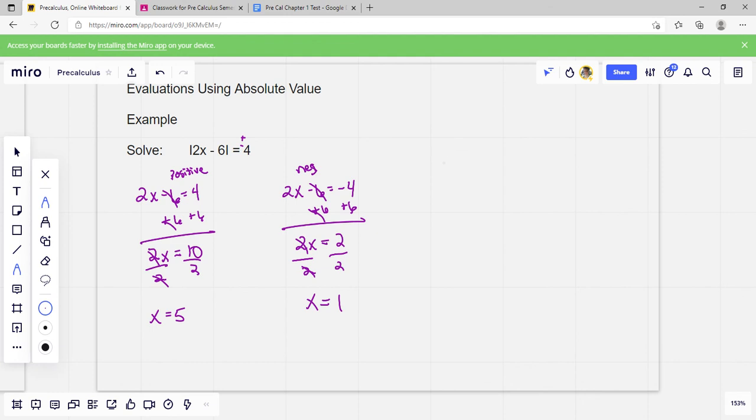Okay, so that's just like when we take the square root of something. We don't know if it's going to be positive or negative. When we're taking the absolute value, it could be either positive or negative. So you're going to have two answers to those. It could be 5 or 1, because either one of those numbers we could fit in for this x and it would be correct.